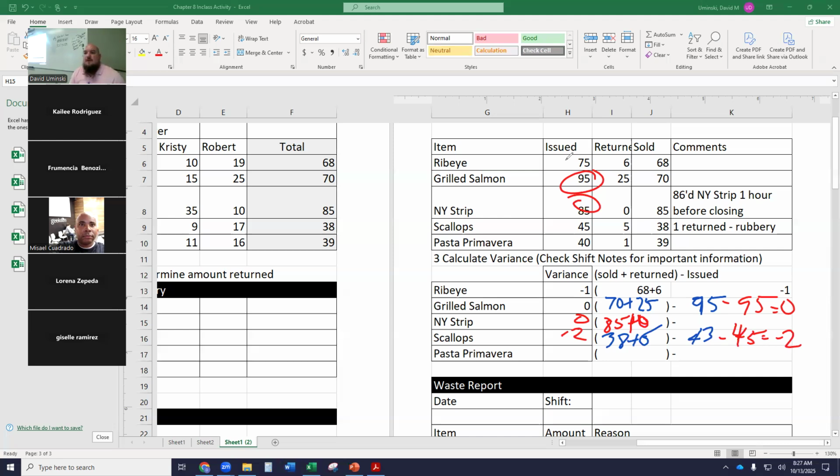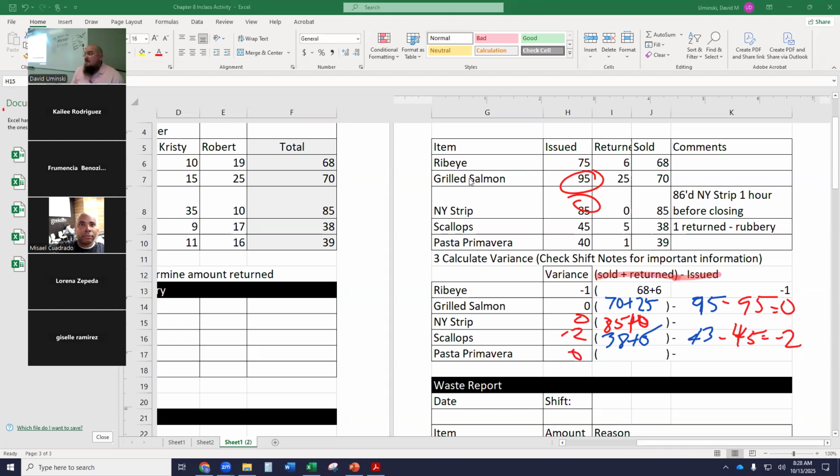What's the formula? The formula is right here. The sold plus the returned minus the issued. And that will give us our variance. And what is our variance for pasta primavera? 0. Okay. So which two items should we be concerned with? The scallops and the ribeye, yes, because we're missing that product.